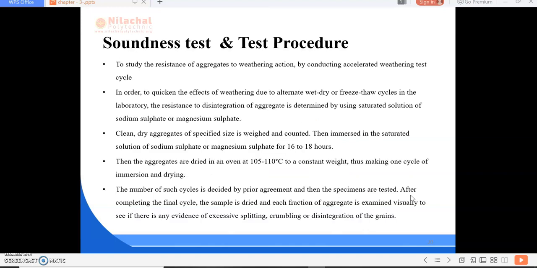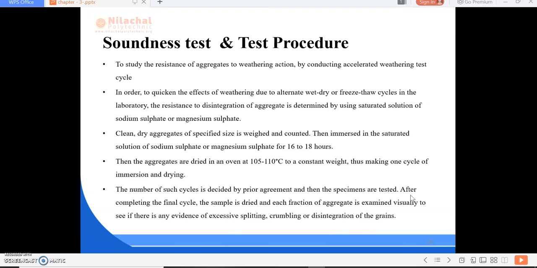The next one is the soundness test and its procedure. To study the resistance of aggregate to weathering action, we conduct an accelerated weathering test cycle, in order to quicken the effect of weathering due to alternate wet, dry or freeze-thaw cycles in the laboratory. The resistance to disintegration of aggregate is determined by using a saturated solution of sodium sulfate or magnesium sulfate.